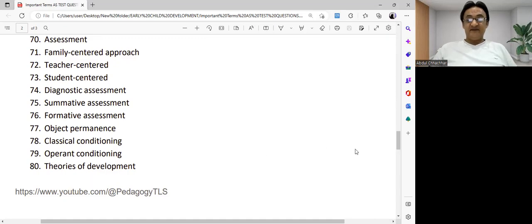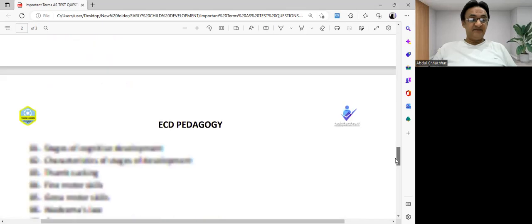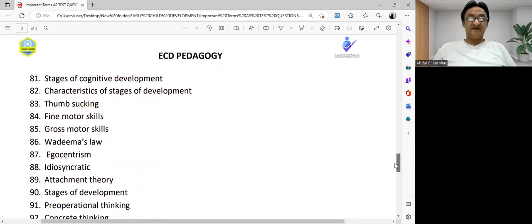Theories of development, like cognitive development, which I have already mentioned. Stages of cognitive development, you should go through the stages, but the ECD is only focusing on ages 0 to 8. So you can measure how many ages can be a part of these, and the characteristics of the stages of development. This question was about thumb sucking. Even the stages were all part of the previous questions.